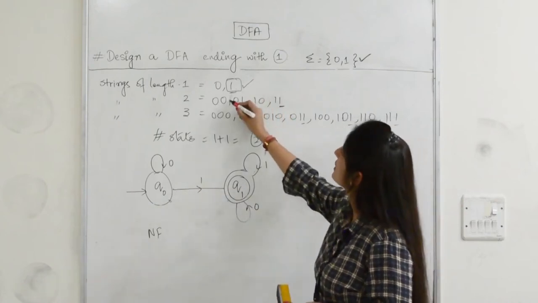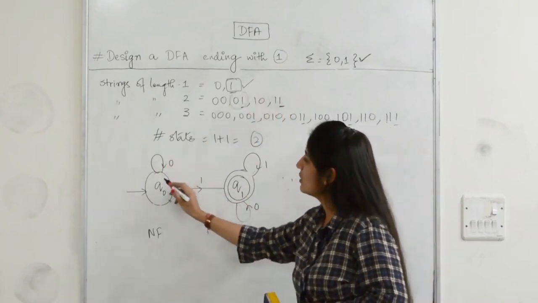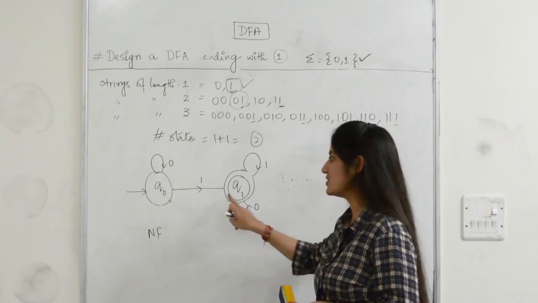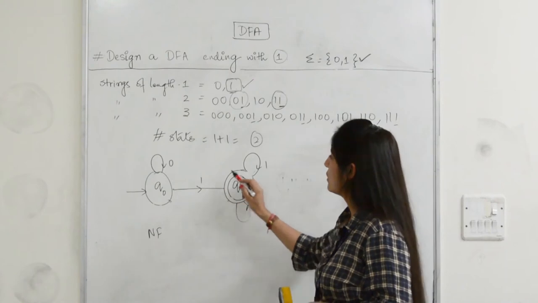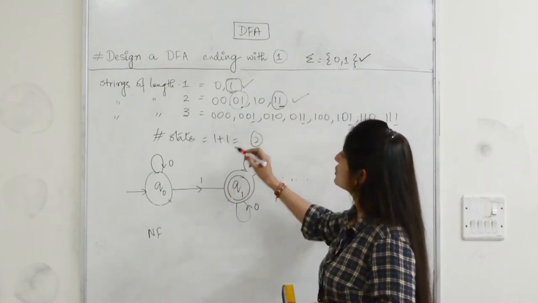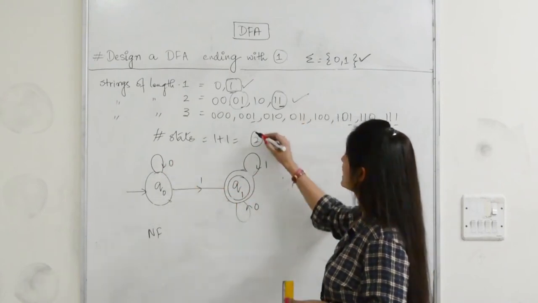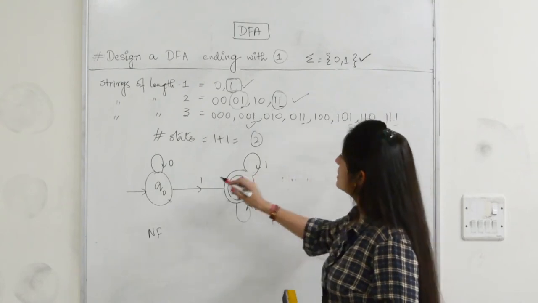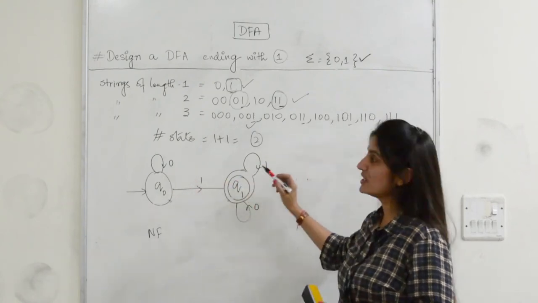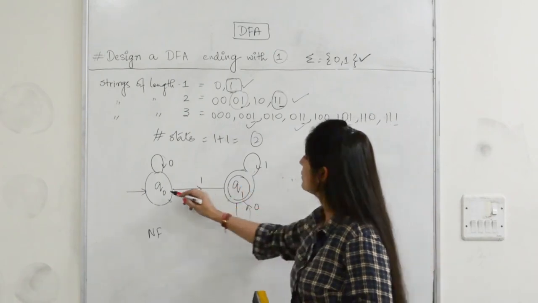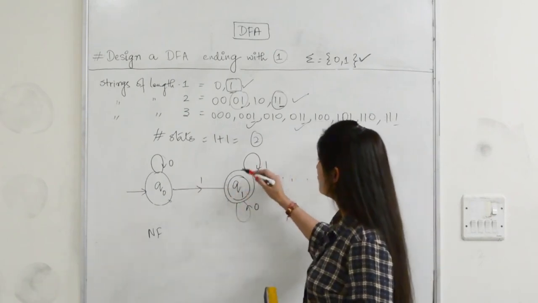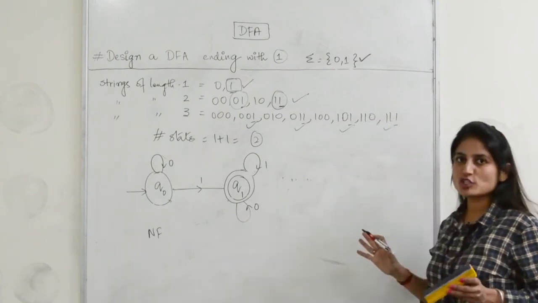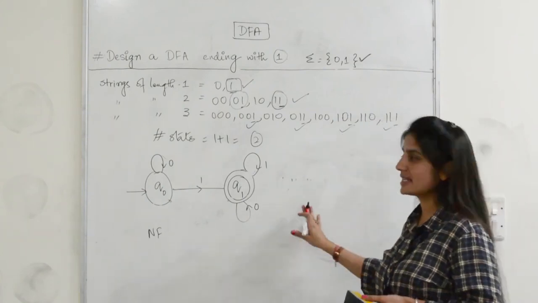Now coming to 0, 1. Starting from the initial state and reaching the final state, 0, 1 is accepted. Now 1, 1: accepted. 0, 0, 1: accepted. 0, 1, 1: accepted. Then 1, 0, 1: accepted. 1, 1, 1: accepted. So it means all the possible strings which were to be accepted are accepted here.